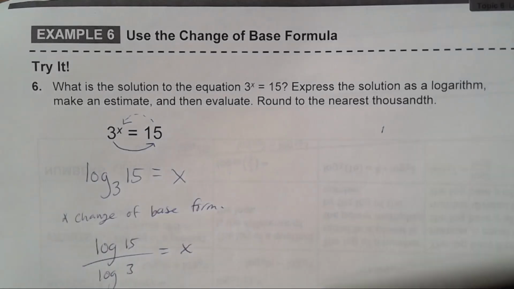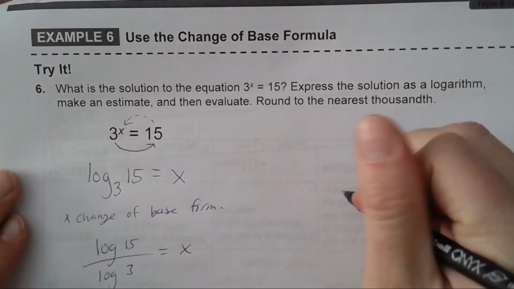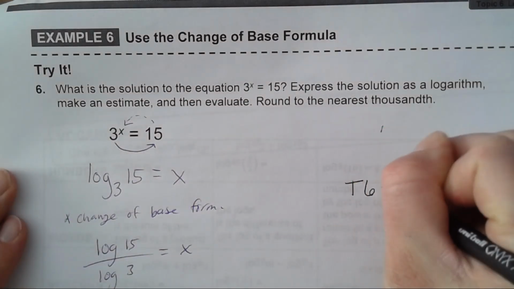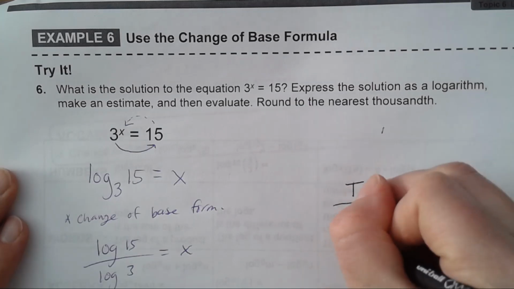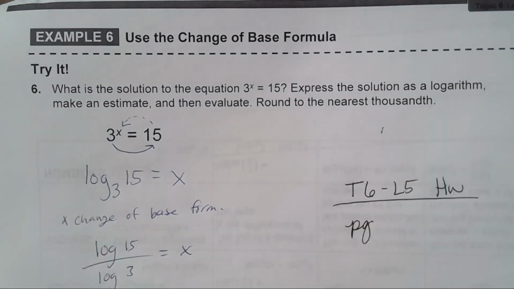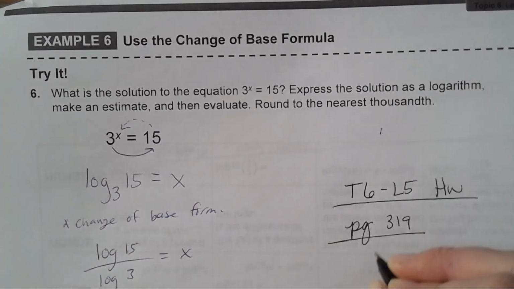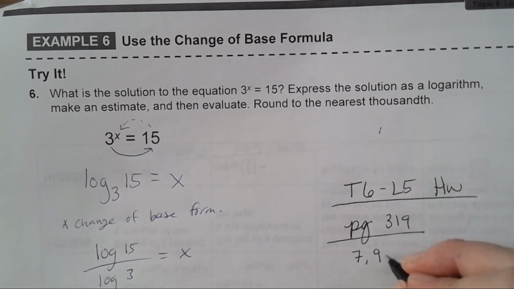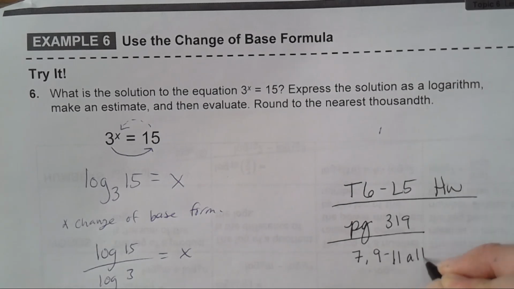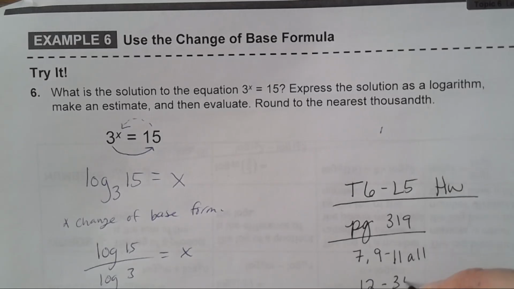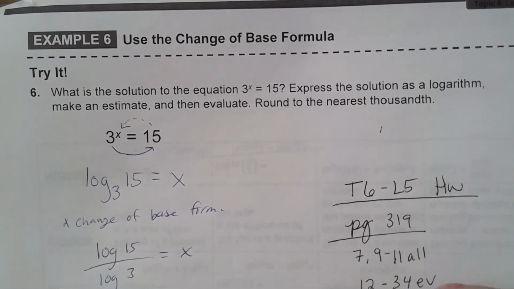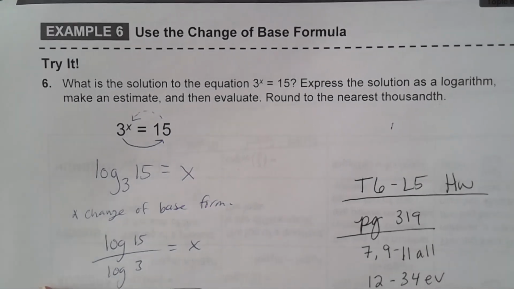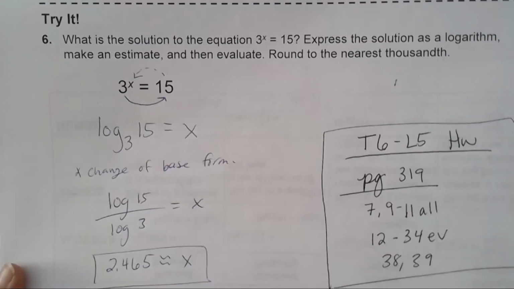All right, that concludes our lesson. Your homework for T6 L5 is on page 319, and you are responsible for 7, 9 through 11 all. You got 12 through 34 even, and 38, 39. All right. Thanks.